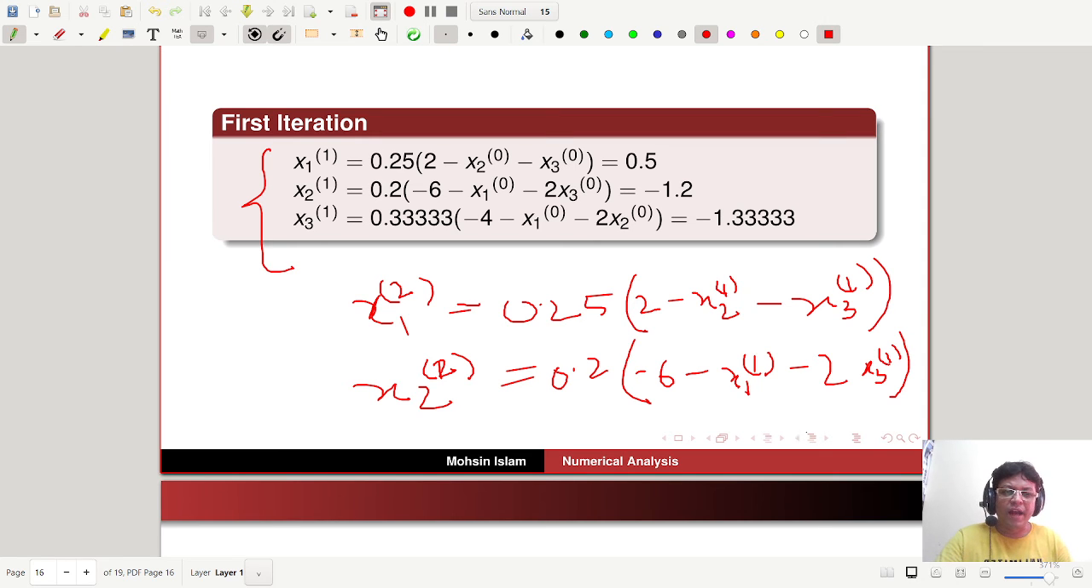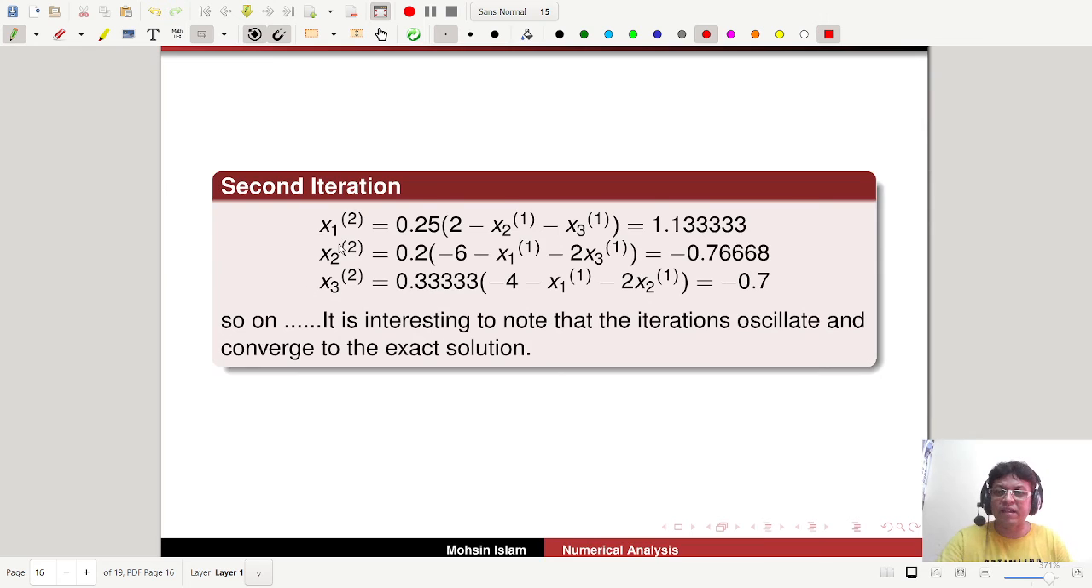Okay, and you have minus 1.2 if you calculate. Sorry, this is not 1.3, you have to calculate that. And you can write the third equation, x3 2, you substitute and you will get the value, so this is your second iteration. So let us see the second iteration. Yes, you have the second iteration like this, and you have the values.